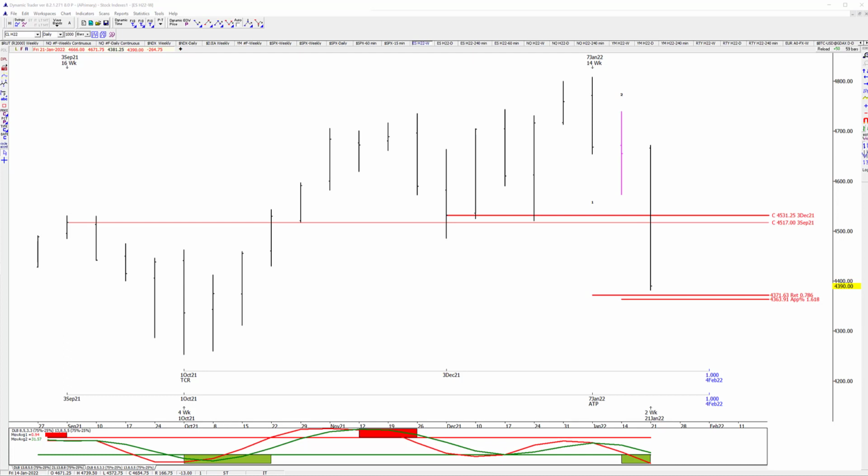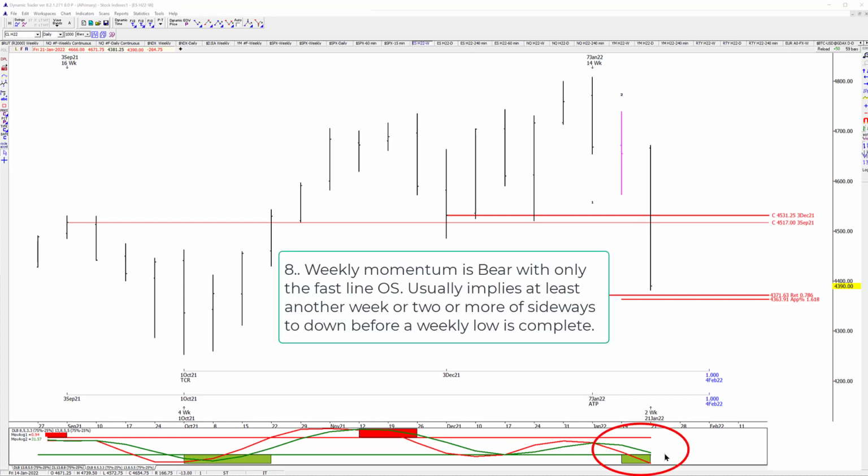Let's take a look at this weekly data first. Two things here that are important to keep in mind. The weekly momentums are bearish, but haven't reached the oversold zone. At least the 8 hasn't, the 8 look back. And usually the weekly momentums get what we call dual look back oversold for at least 2 or 3 weeks before a bull reversal is made if the higher time frame trend is bearish. What that means is more than likely there's at least, we'll just say, another minimum week or two sideways to down before it completes a weekly low.